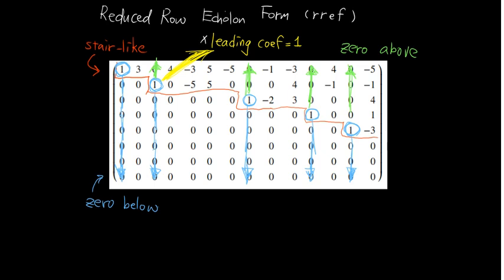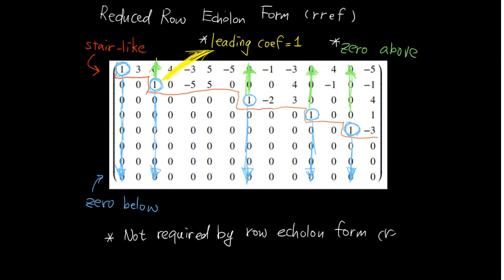So I will mark these two conditions. Okay, these two conditions are actually not required by a row echelon form. So if you are just looking for a row echelon form, then you don't really need to do the green part and the yellow part. All you need is to try to make it stair-like and make it 0 below.